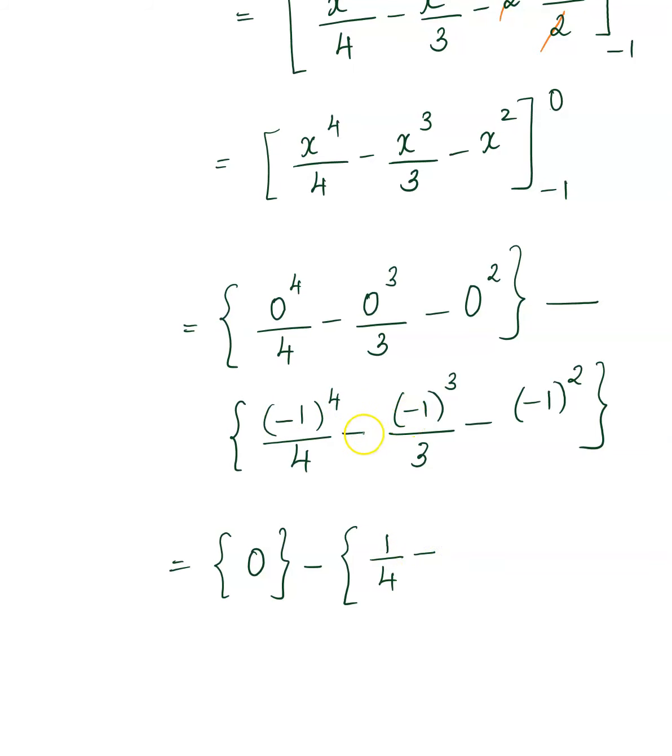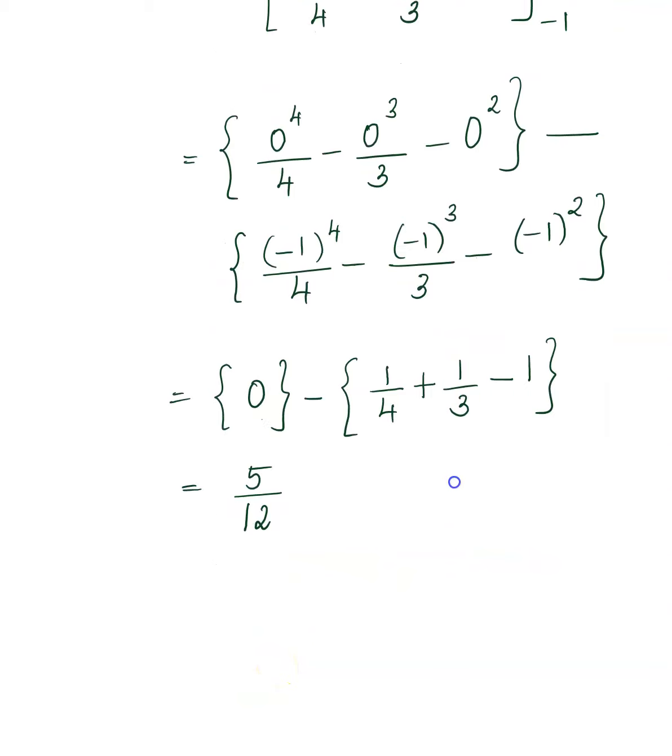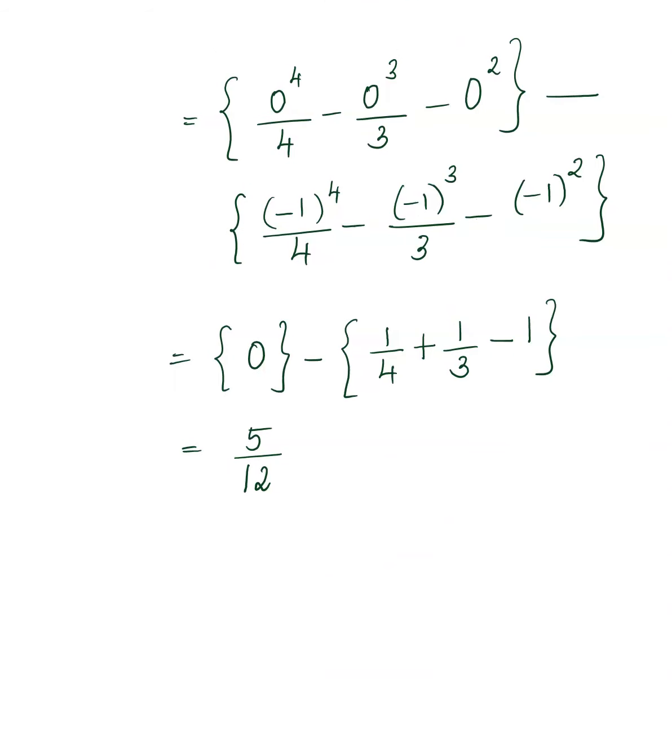Now there's a minus here, and negative 1 to the power 3 will give us a negative 1. That negative and this negative will become positive, so 1 over 3. Negative 1 the whole squared is positive, but you have a minus here, so negative and the positive would make it negative 1. Use your basic algebra to combine them all. You get 5 over 12 for the first subinterval.